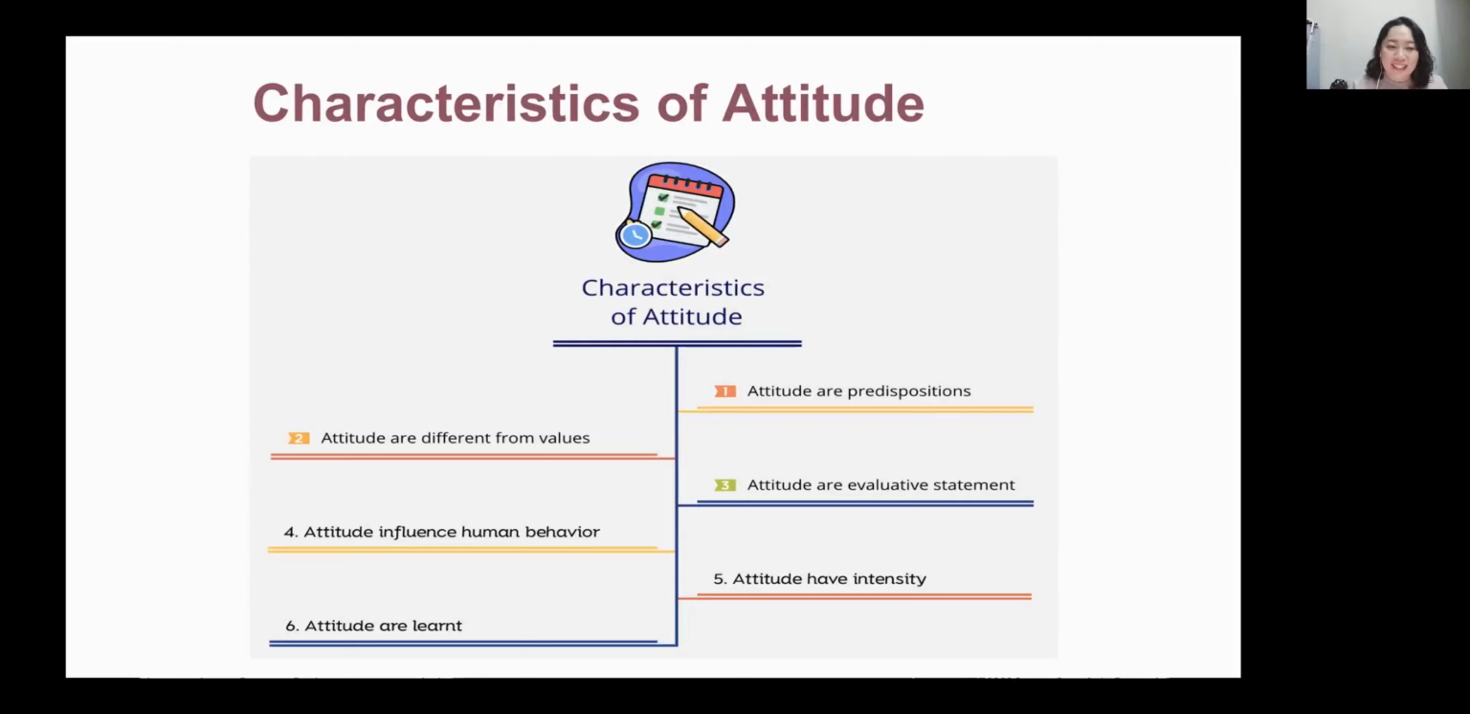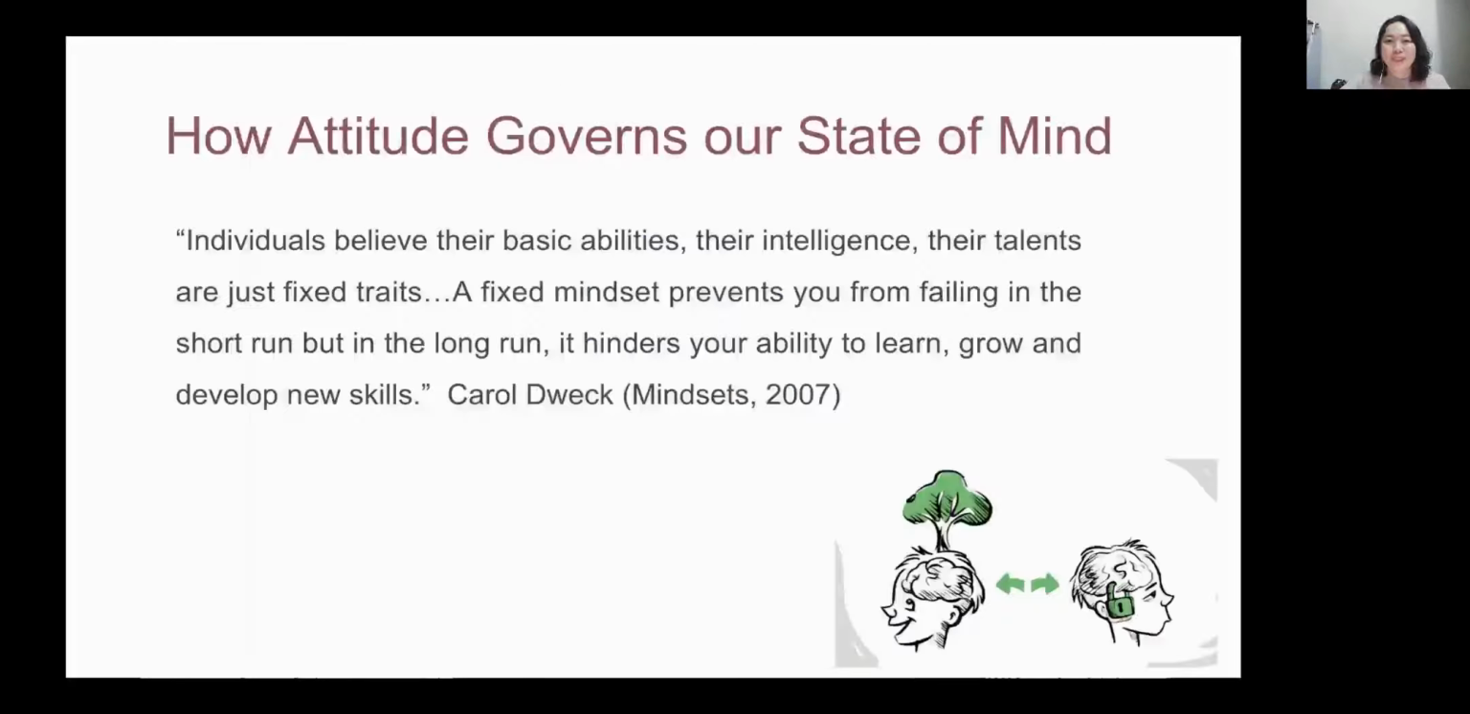Okay, the next one, attitudes have intensity. The last one is attitudes are learned. Attitude is not an inborn phenomenon. Attitudes are learned through social interaction and experience. Okay, all these are the characteristics of attitude. Let's look at the next one.